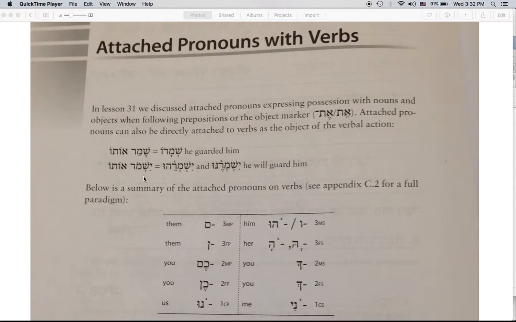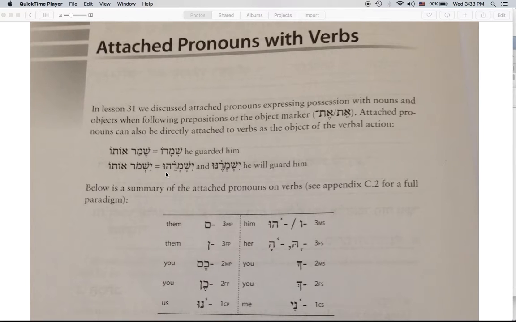Let's look at how it works in the imperfect. So here we have an imperfect verb followed by the direct object marker, followed by an attached pronoun. We can get rid of the direct object marker and add the pronoun to the end of the verb. So both of these mean he will guard him.